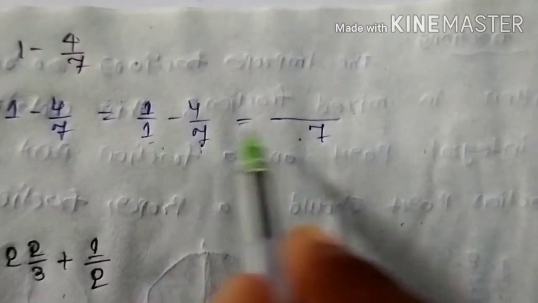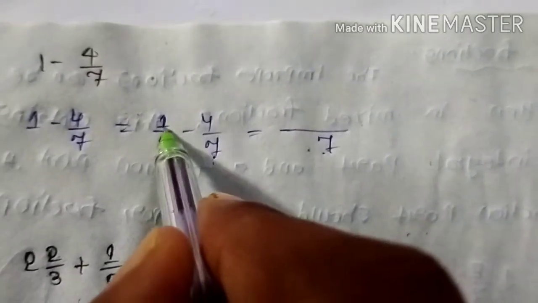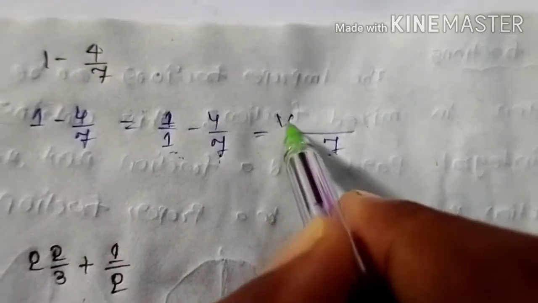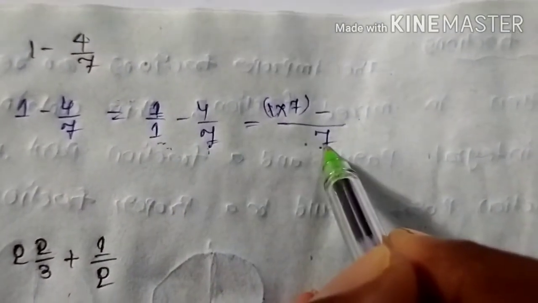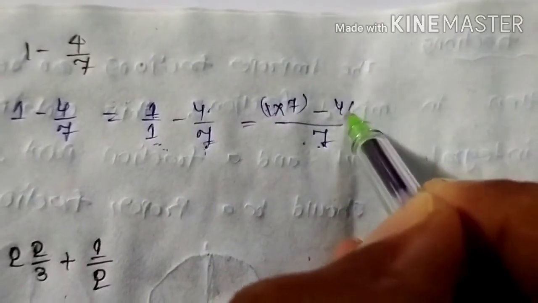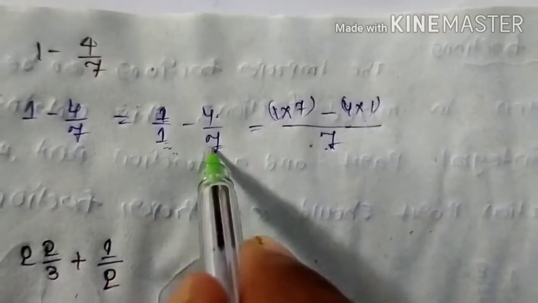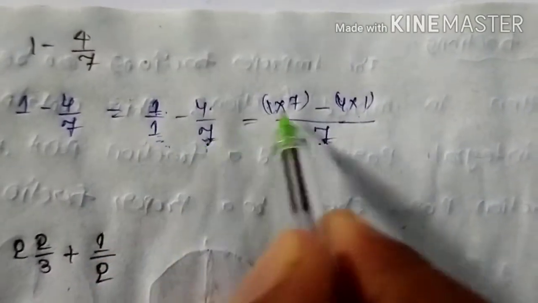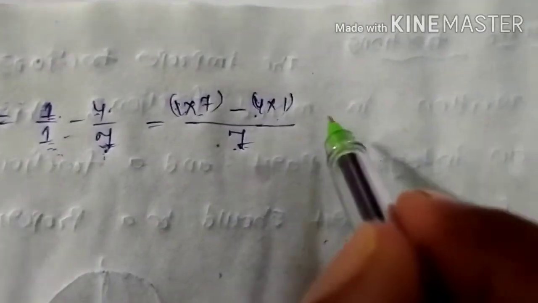Next you need to divide 7 with 1. 1 7 is 7, so you write here 1 into 7 minus 7 1 is 7. Yes, that means you multiply 4 into 1. If you are not able to do the LCM, you can do cross multiplication. See, 1 7 is 7, 1 7 is 7, 4 1 is 4. You can do as per your convenience.